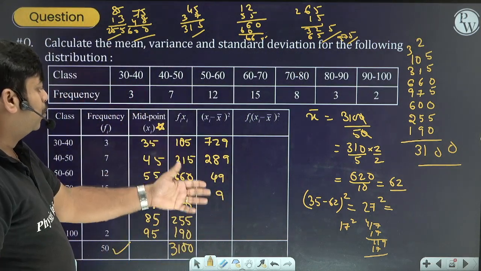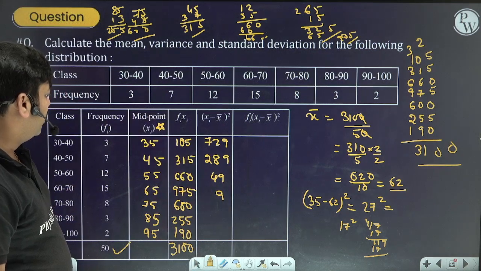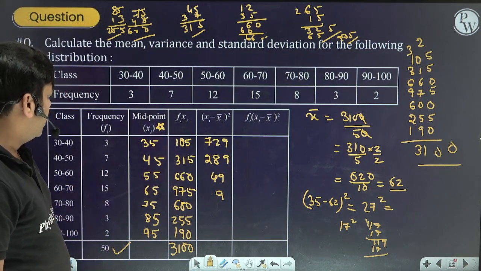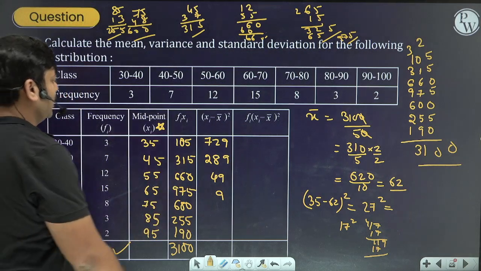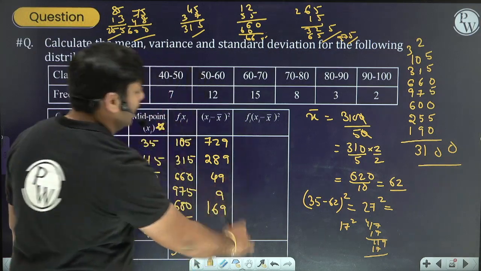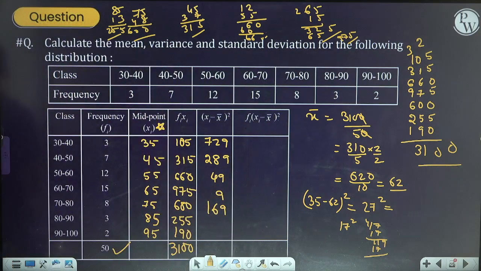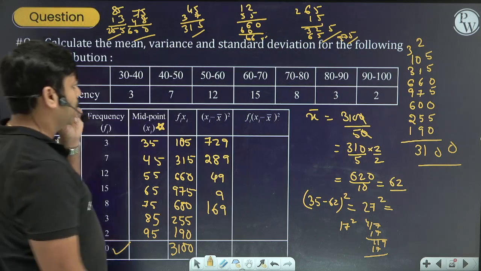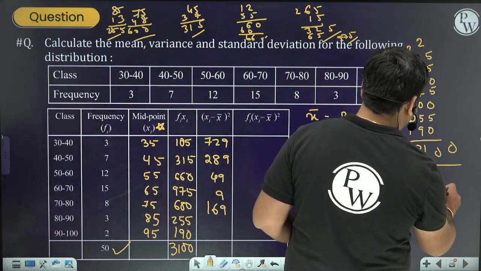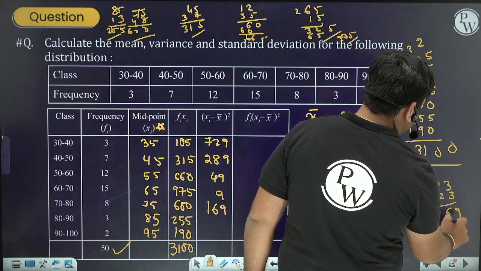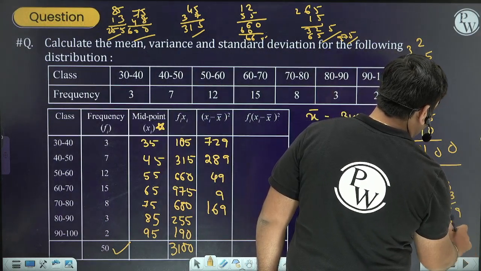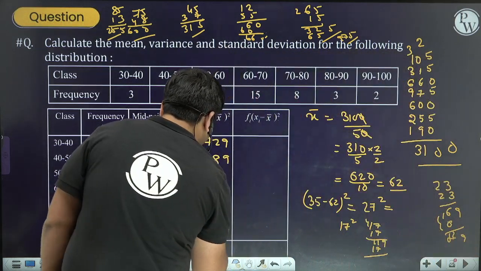75 minus 62, that will give me 13. So 13 square. 13 square is 169. Please cross check that. Is that the same you are getting, people? Next, 85 minus 62 is 23. 23 square, how much is 23 square? 529. 3 3s are 9, 3 2s are 6, 2 3s are 6, 2 2s are 4, so 529. Okay, that will give you 529.